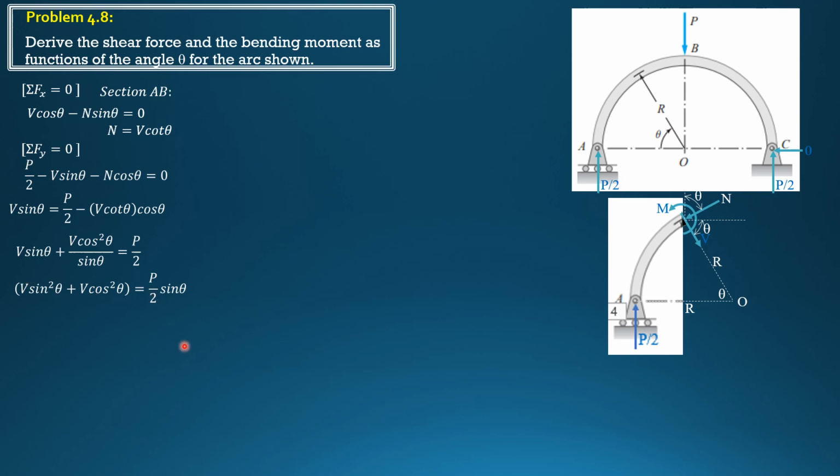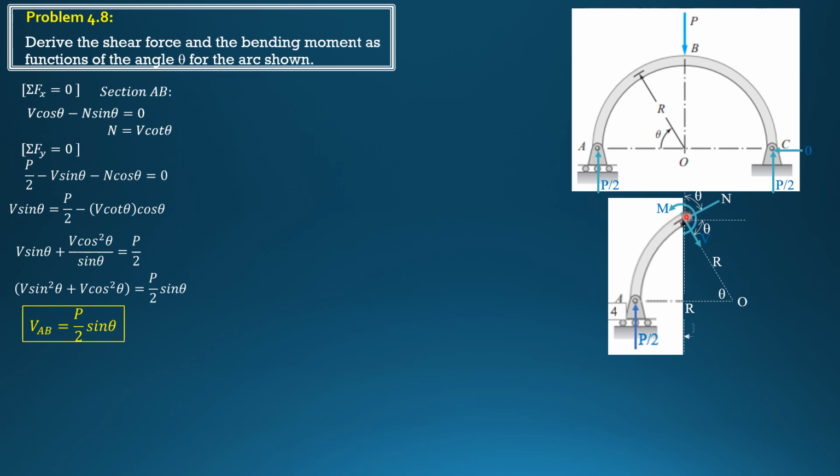So multiply everything by sine theta. So we have v times sine squared theta plus v times cosine squared theta equals p over 2 times sine of theta. Noting that this is just equal to v, because if we factor out v, we have sine squared theta plus cosine squared theta, which is 1. So therefore, the shear equation, which is shear in AB, is p over 2 sine of theta. So that's the answer to the shear in this segment here.